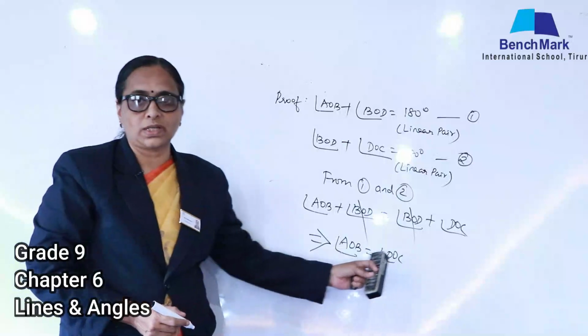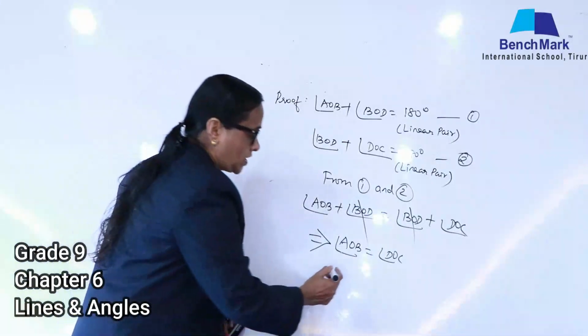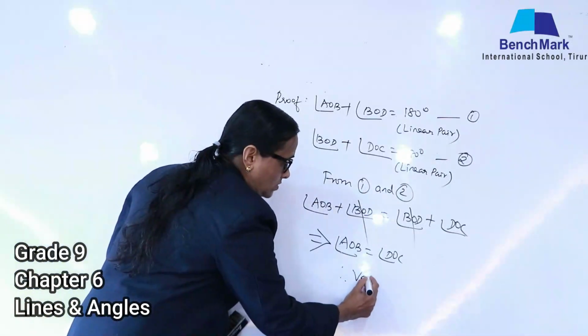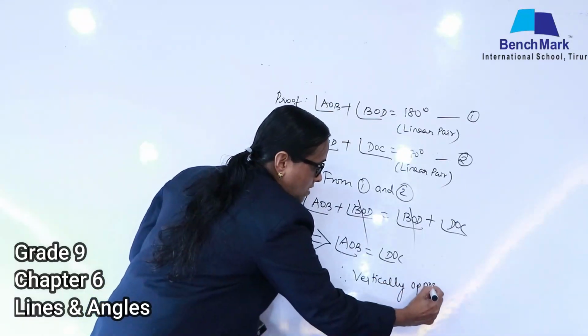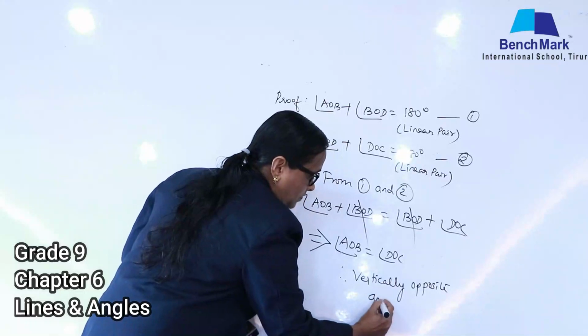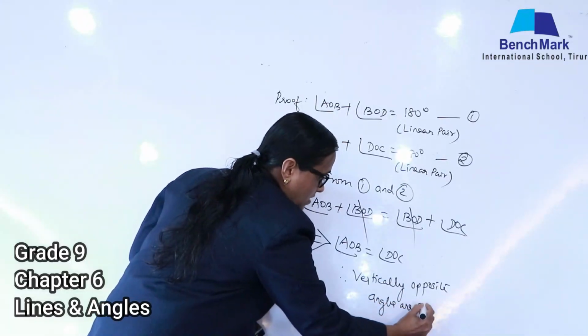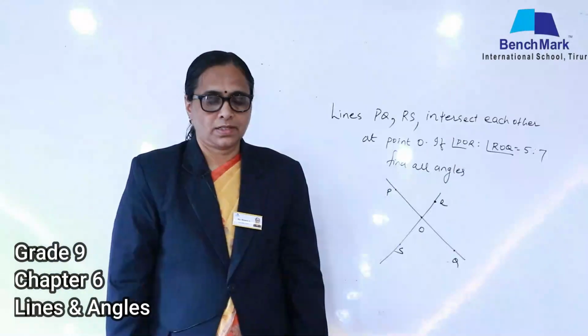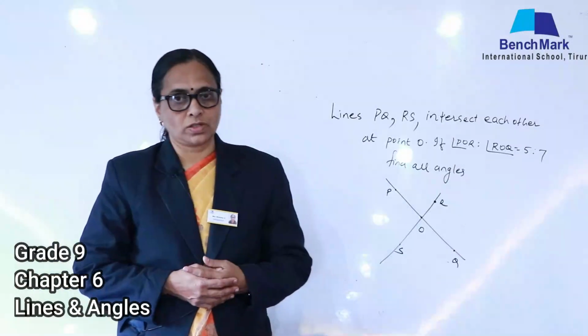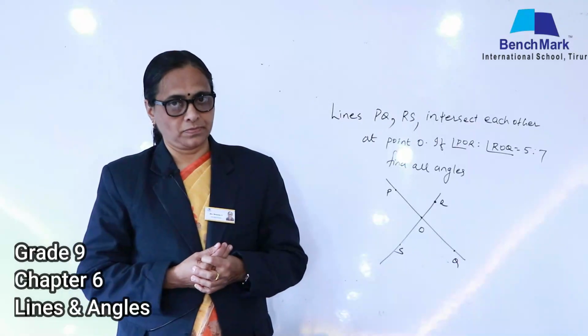So I have proved that the vertically opposite angles are equal. Similarly, the other pair can also be proved. Now let us solve a problem based on vertically opposite angle theorem.